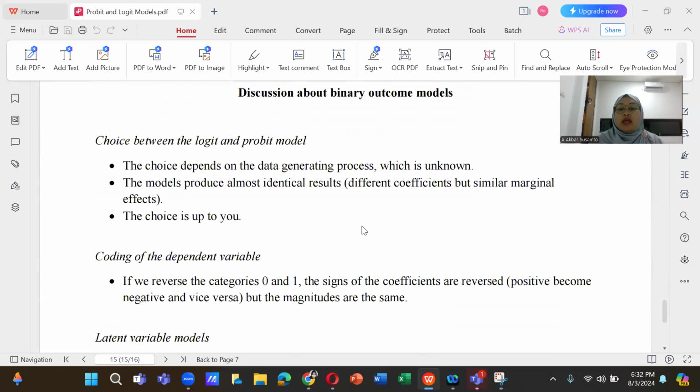Okay, when we discuss the binary outcome models, there is a choice between the Logit and Probit model. The choice depends on the data generating process, which is unknown. The models produce almost identical results, different in coefficients but similar marginal effects. The choice is up to you.